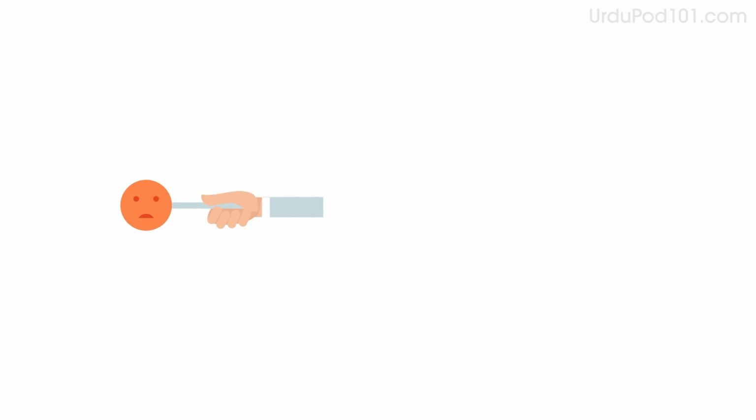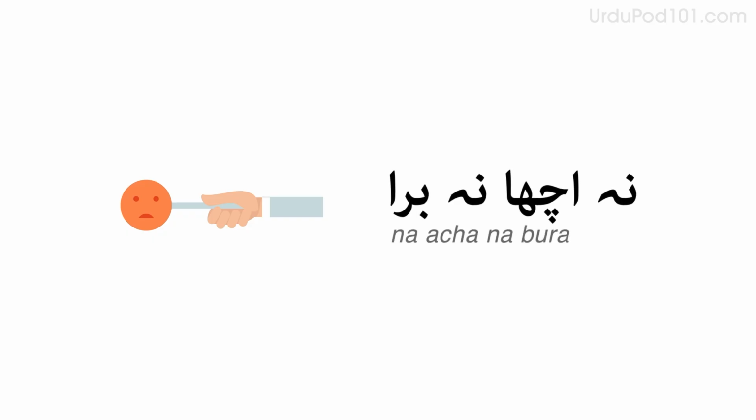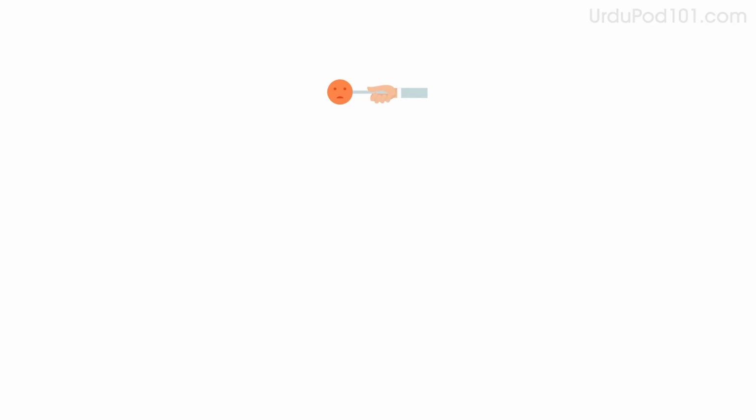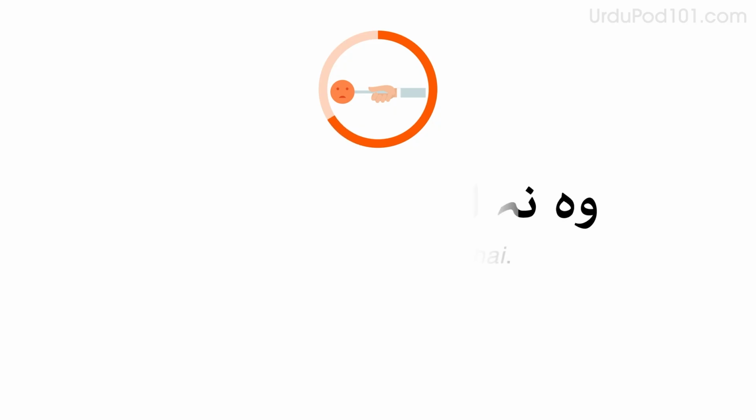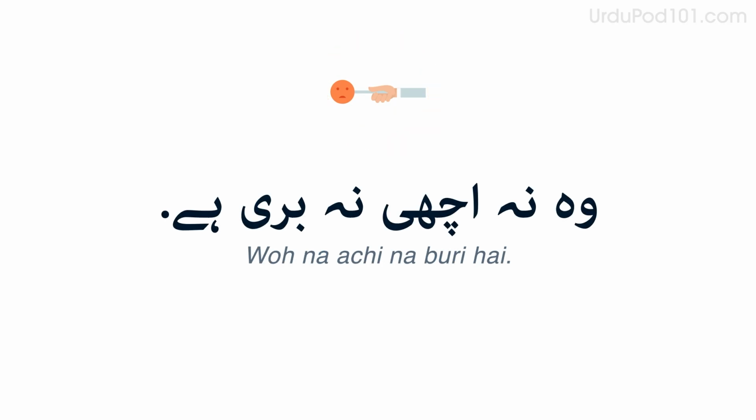Now imagine she's so-so. Do you remember how to say so-so? Na achha na bura. Say, she's so-so. Woh na achhi na buri hai. Now, answer the question saying she's so-so. Tumhari walida kaisi hain? Woh na achhi na buri hai.